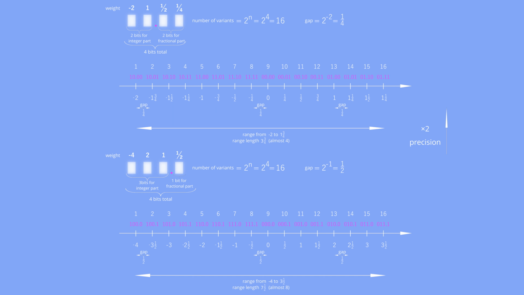We can see that in the second example the gap is 2 times greater, or in other words, precision is 2 times worse, because there is 1 less bit for the fractional part. But the range length is almost 2 times greater, because there is 1 additional bit for an integer part. The position of the point for a given number of bits represents a trade-off between precision and range.